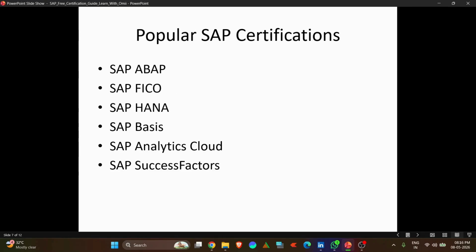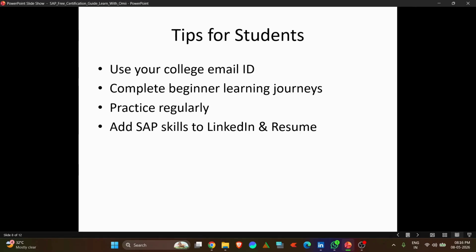So these are the courses I have explained, which means you are going to get free certification. Generally a single certification costs 15,000 to 20,000, but with the help of a student email ID you are going to get it for free. You are going to get two free certifications. So use your college email ID. You can add these skills to your LinkedIn and resume, and by seeing these certifications, companies and MNCs are going to hire you on that basis.